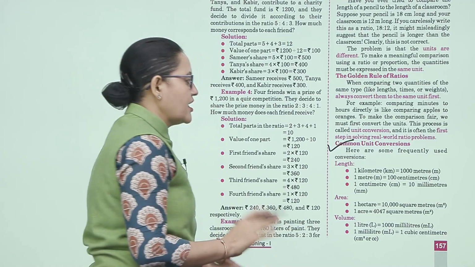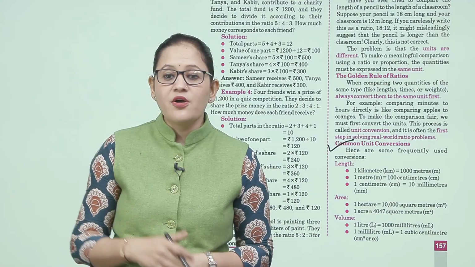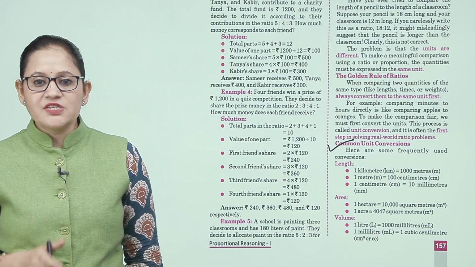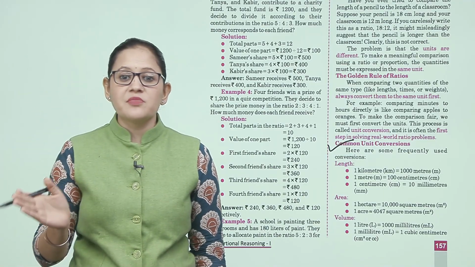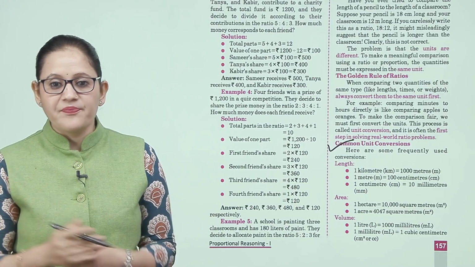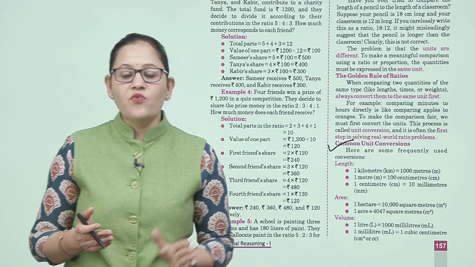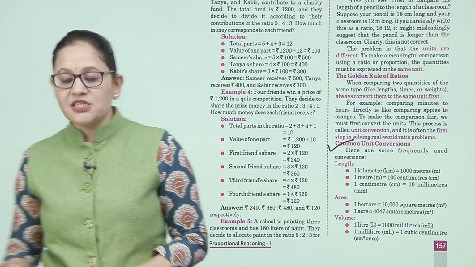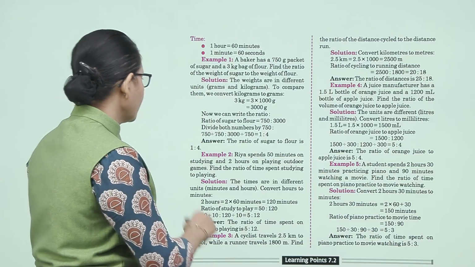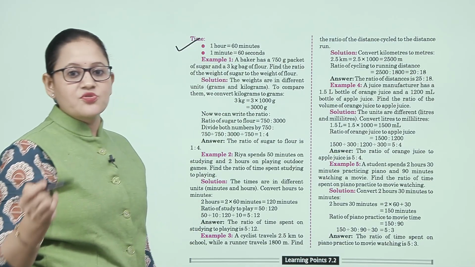Common unit conversions. Here are some frequently used conversions for length. 1 kilometer equals 1000 meters, 1 meter equals 100 centimeters and 1 centimeter equals 10 millimeters. For area, 1 hectare equals 10,000 square meters and 1 acre equals 4,047 square meters. For volume, 1 liter equals 1000 milliliters and 1 milliliter equals 1 cubic centimeter. For time, 1 hour equals 60 minutes, 1 minute equals 60 seconds.